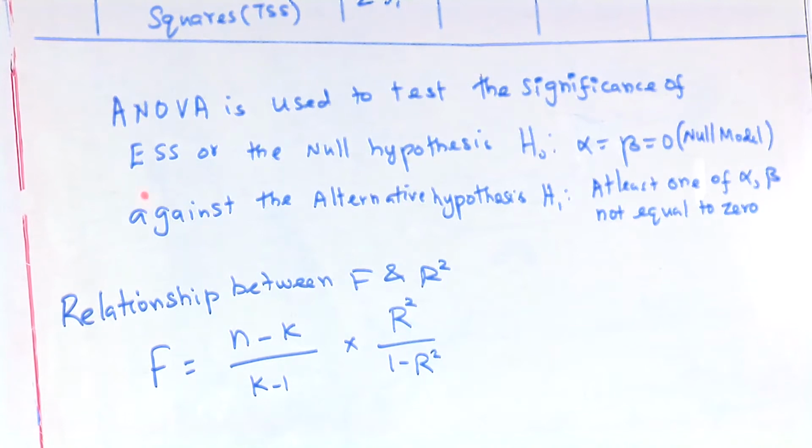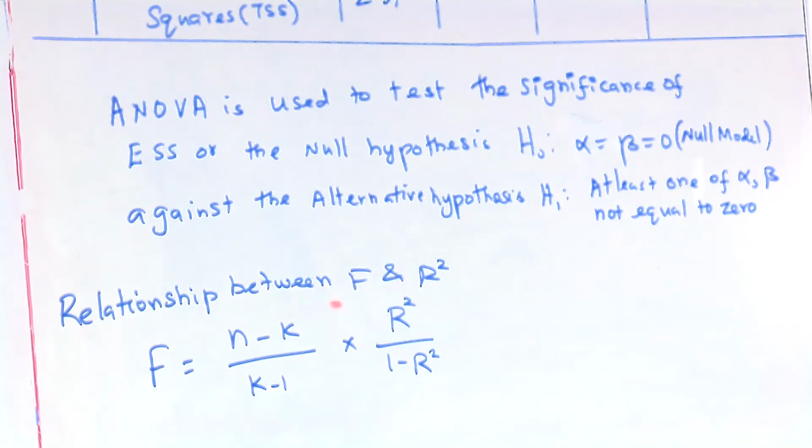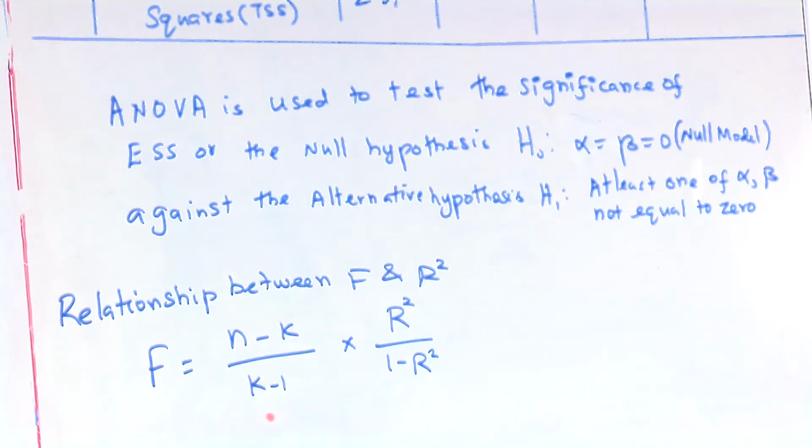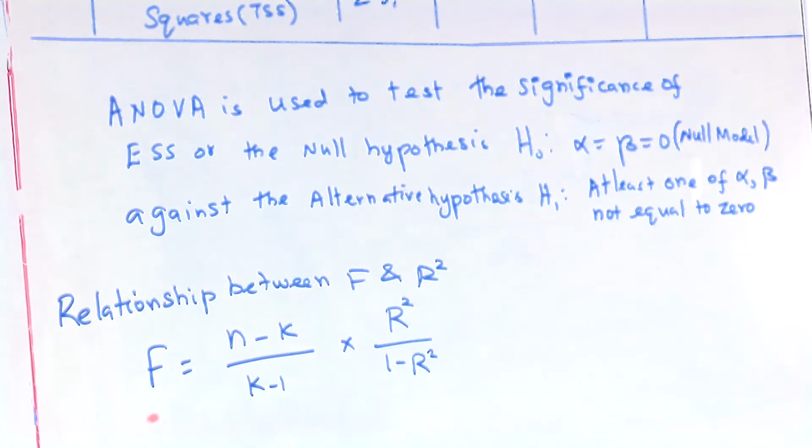Now let us see the relationship between F and R square. F and R square are closely related. F is equal to n minus k divided by k minus 1, into R square by 1 minus R square. So if we know the value of R square, we may find the value of F, or if we know F, we may find the value of R square.